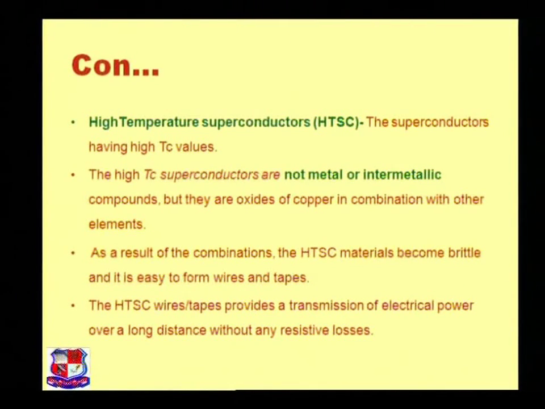Now, high Tc superconductors. These are superconductors having high Tc values like 42 Kelvin, above 90 Kelvin, up to near 125 Kelvin. The high Tc superconductors are not metals or intermetallic compounds, but they are oxides of copper in combination with other elements. As a result of the combination, the HTSC materials become brittle and it is easy to form wires and tapes. The HTSC wires provide transmission of electrical power over a long distance without any resistive loss.